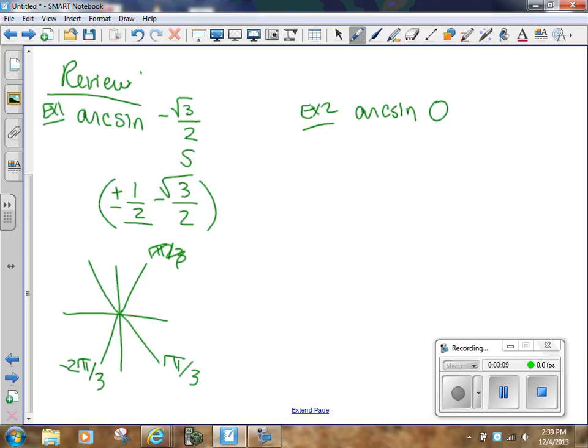Are they positive angles? Okay. Negative. So, our sine goes like that. How many of you got negative pi over 3? Very good. All right. Shaniqua, let's go.